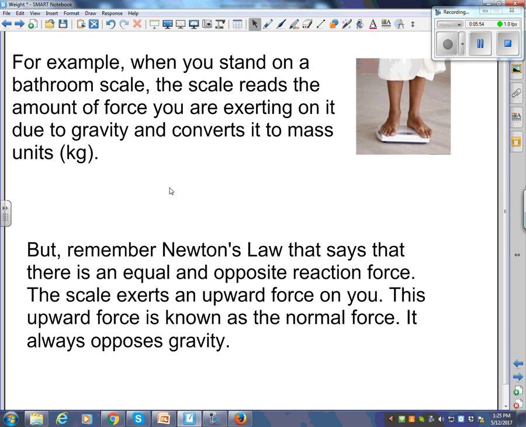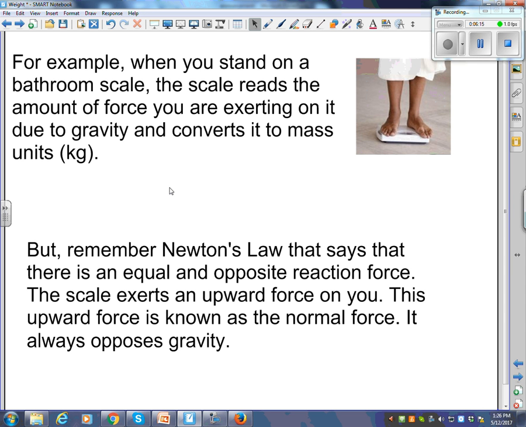800 newtons. Correct, 800 newtons. Scale 80? No. 8 times 9.8. I don't know. You don't know because you're not paying attention. It's equal now. No, it's equal. See, it says right there, equal and opposite reaction force. So 800 newtons down means 800 newtons up, which is why I'm not accelerating.